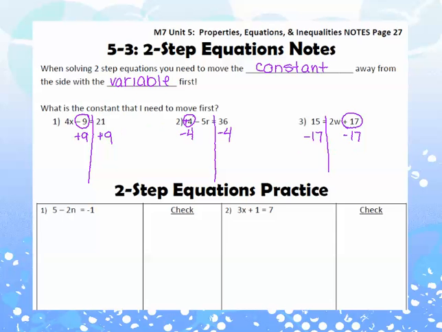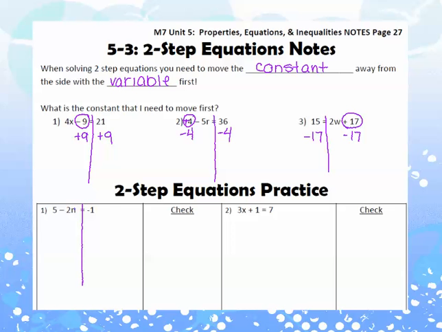Okay, now that we know what the constants are, we can actually work towards solving a two-step equation. So let's look at number 1 together. I'm going to draw my line down the middle, just like I would with a one-step equation. But I always need to look for my constant first and remove that, and then I'm going to remove the number with the letter. So if I look at number 1, I need to remove the constant first.